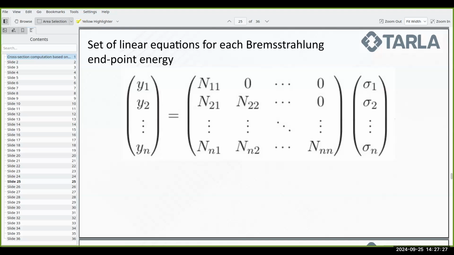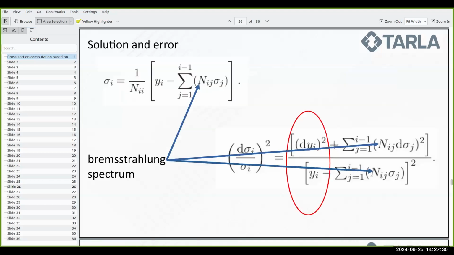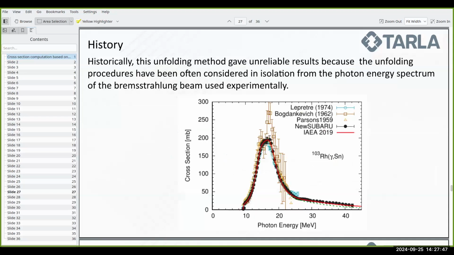In all cases, obviously, you need to know the flux, the Bremsstrahlung flux. And this is what is difficult when you look at the solutions: in each of these, both the solution itself as well as the error of the solution, you have the Bremsstrahlung flux appearing in every case. So historically, this has been a real challenge. How to obtain, how to measure, how to quantify this Bremsstrahlung flux in the unfolding equation has been a challenge.